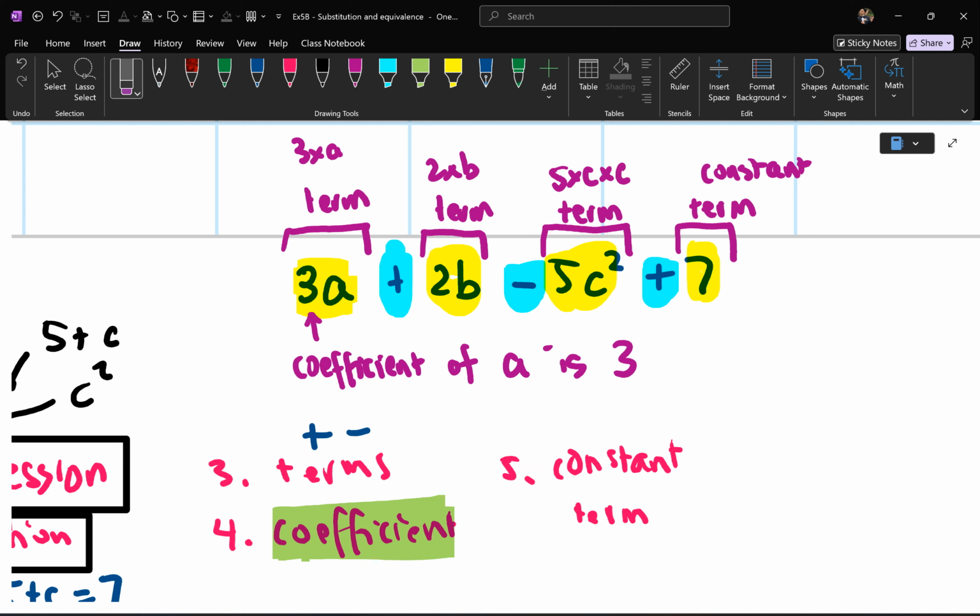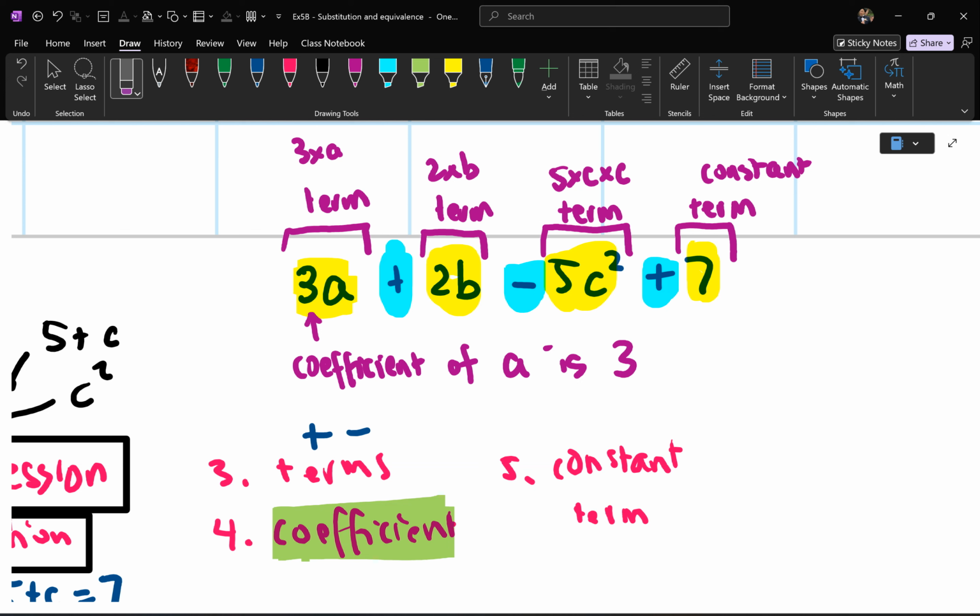If I want to say the number in front of b, I would say coefficient of b is positive 2. If I want to say the number in front of c squared, I would say the coefficient of c squared is negative 5, because the signs do matter. So that's the language. If this is a bit confusing, watch my video for 5a to understand how to read coefficients. This one doesn't have a coefficient. This doesn't have a variable. So you have to have a variable. This one's a constant term. So only these 3 you can say coefficient.